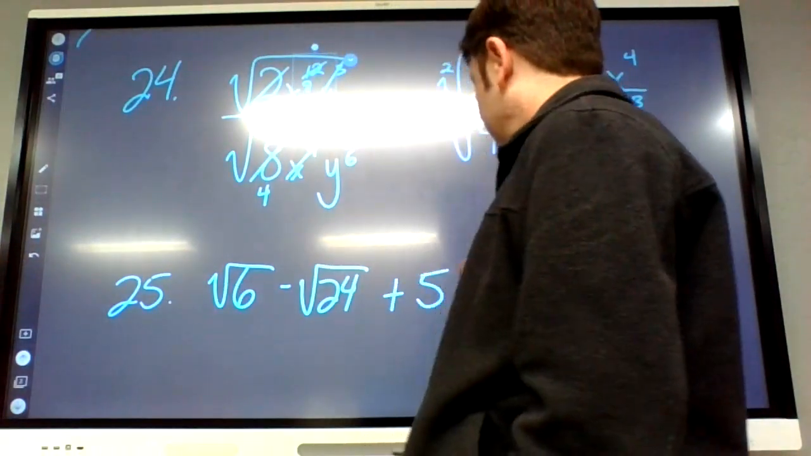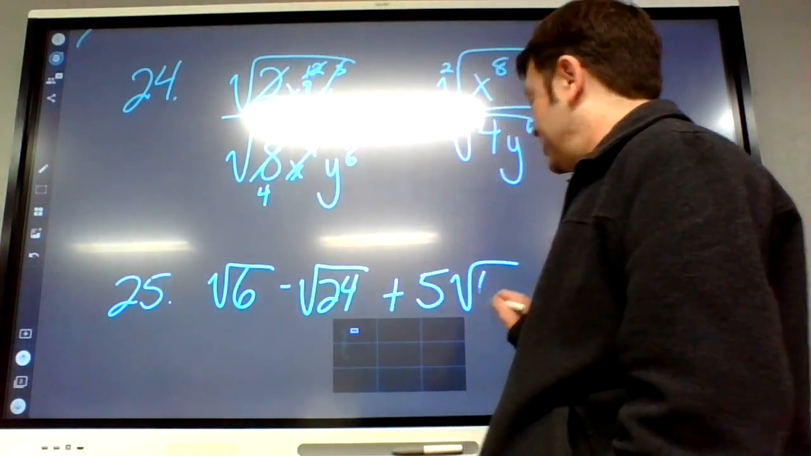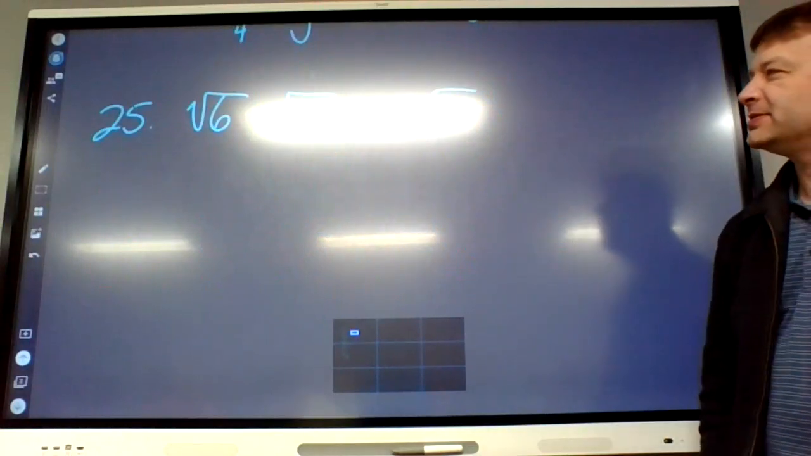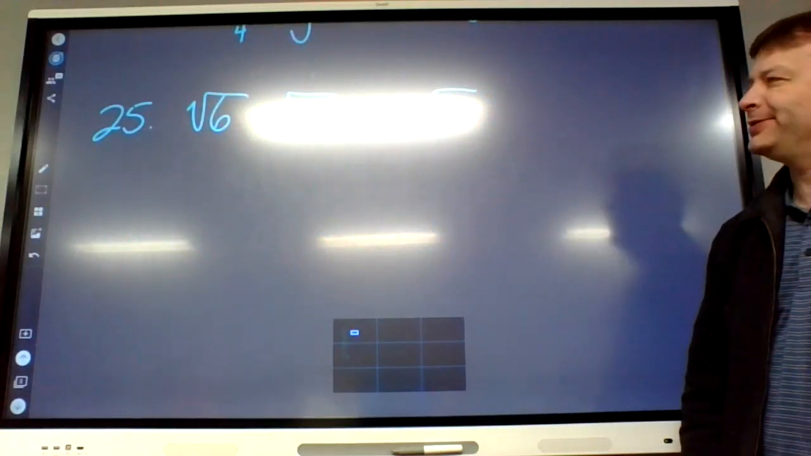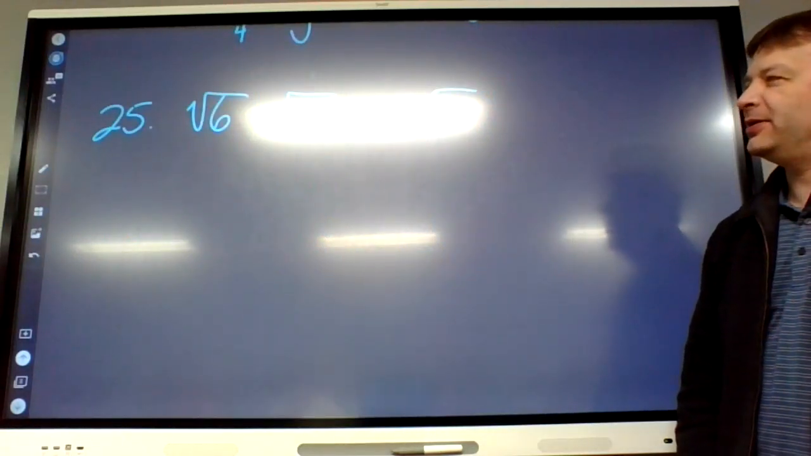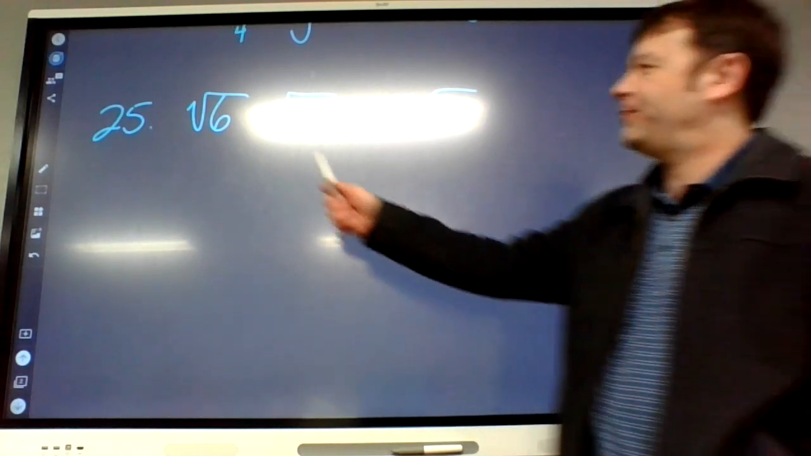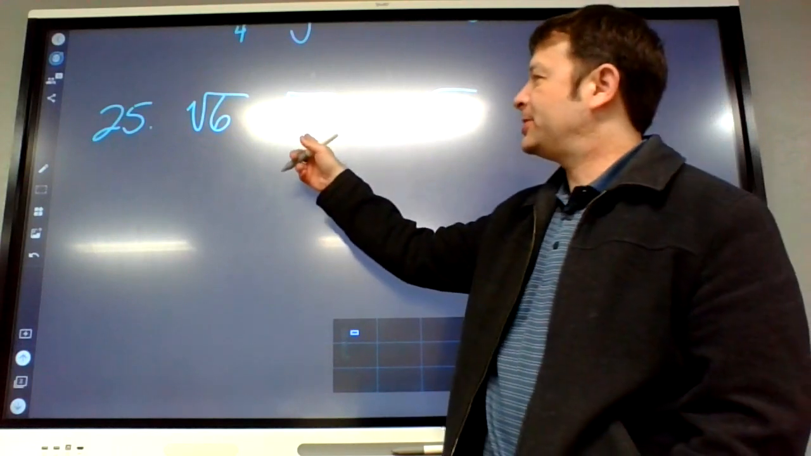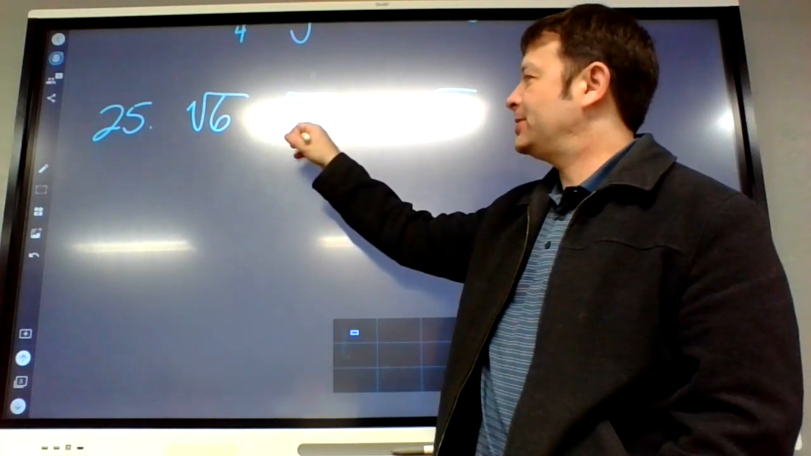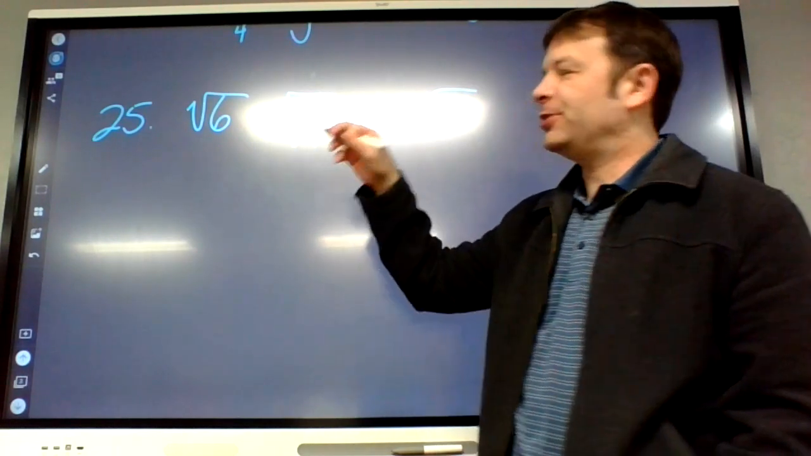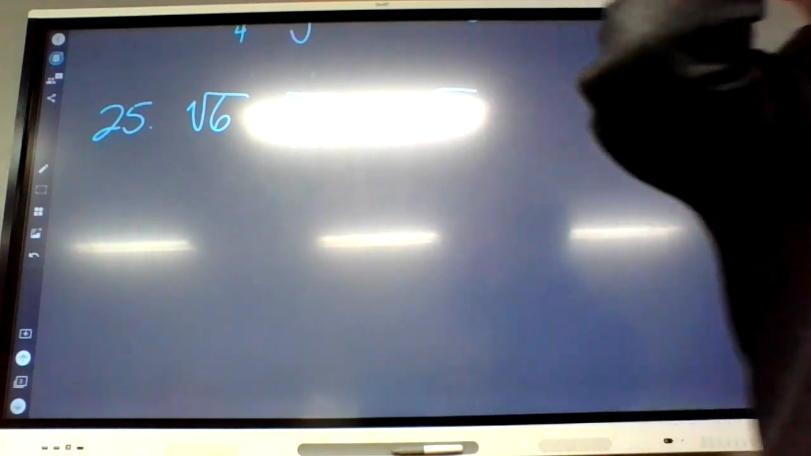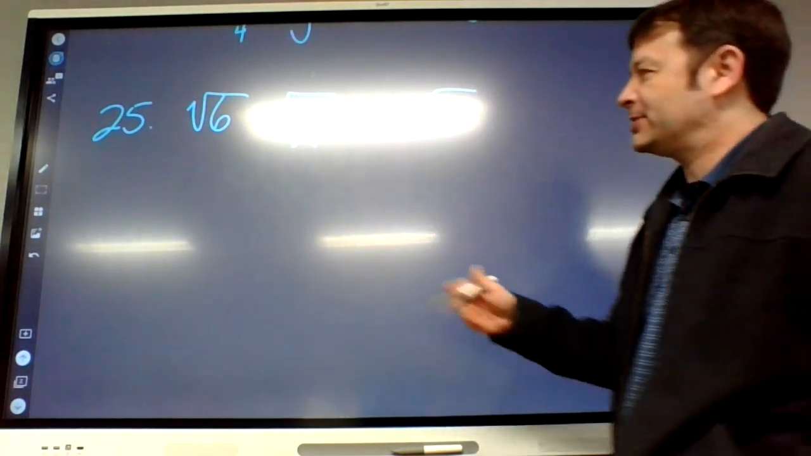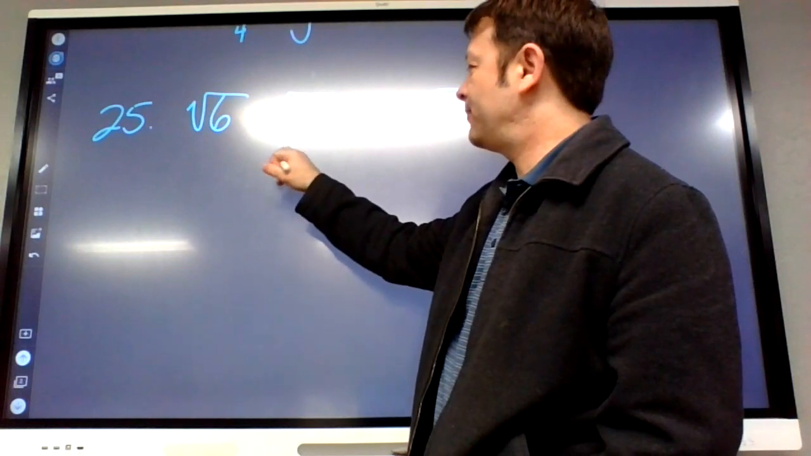Whoa, lost my place. 5 square root of 6. All right, what should we try on this one? Do these all add together? Yes. Well, as they are, no, the first and the third terms are like terms, they would add together. What about this term? No, but 24 is big enough. Square root of 24 probably simplifies, right? Does it have a double in it? That's kind of the question. What goes into 24?